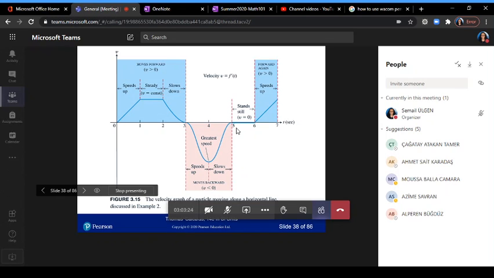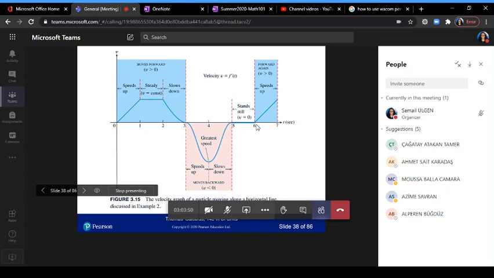Okay, and then at 5, what happens? The velocity becomes 0. What does it mean? The object, or you driving the car, let's say, you stopped, and for 1 second, your speed is 0. You stand still, you cannot move anywhere, no forward, no backward.